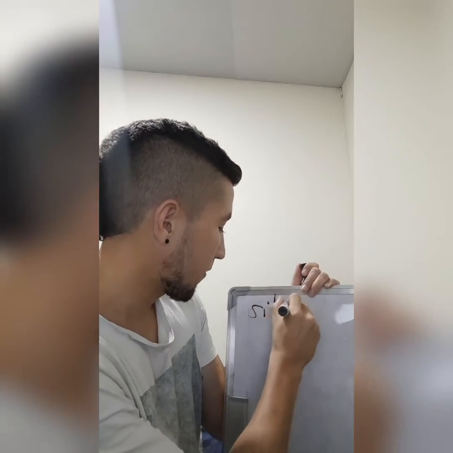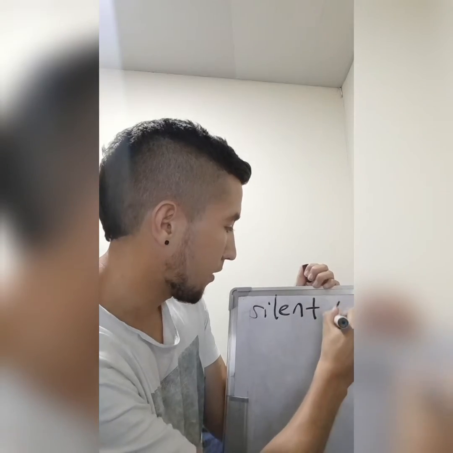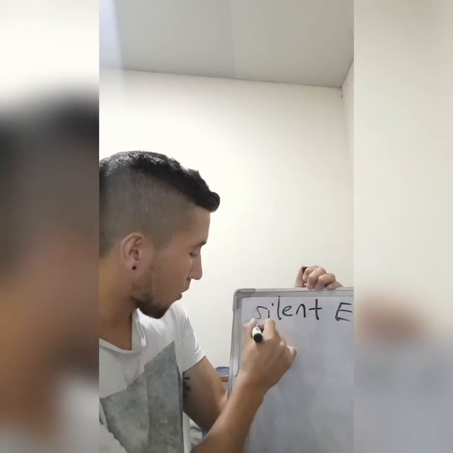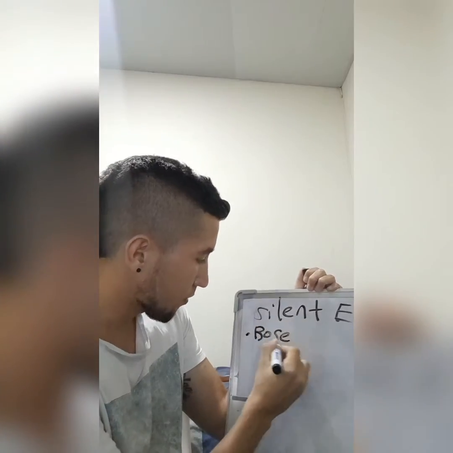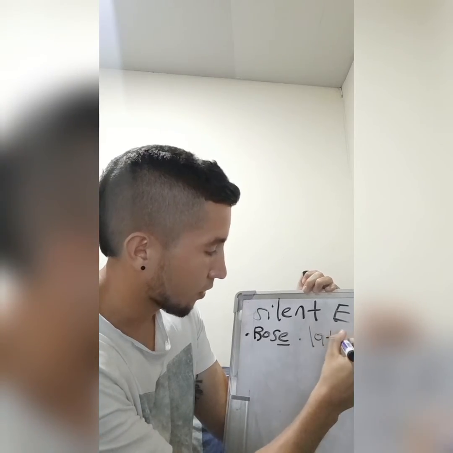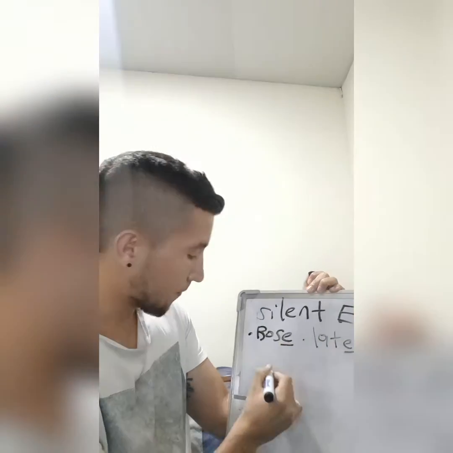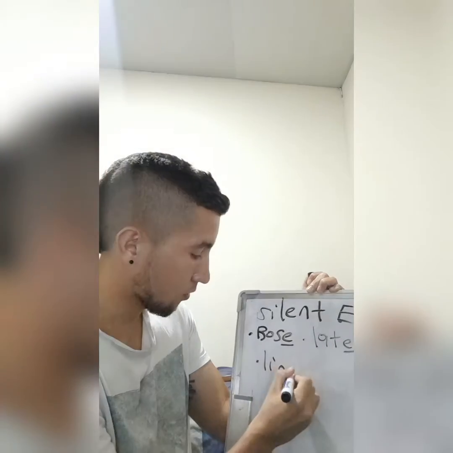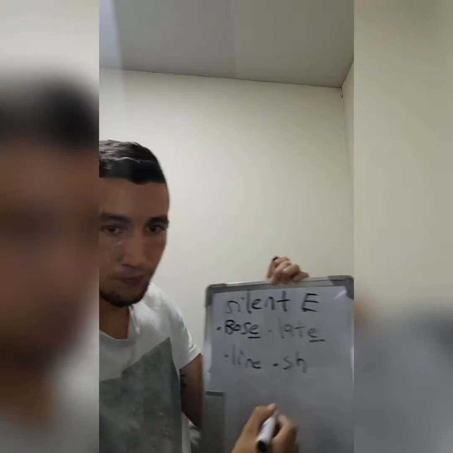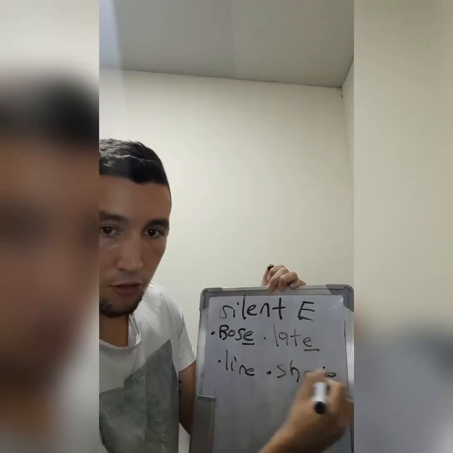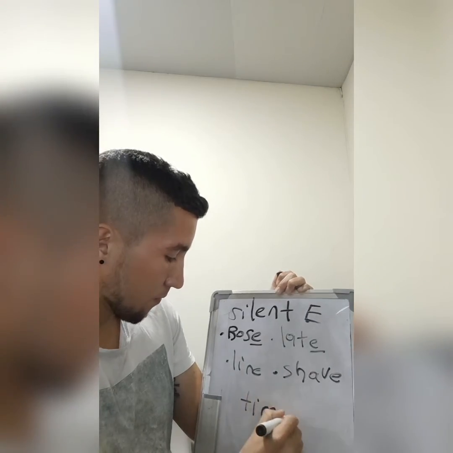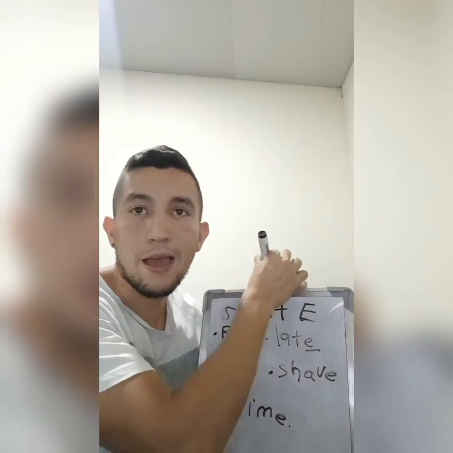Okay, so we have here the title, the silent E. Some examples we have here: rose. You see, you don't pronounce the E. You have late. Okay, here we have line. We have shave. We have time, for example. This is an example of a silent vowel.